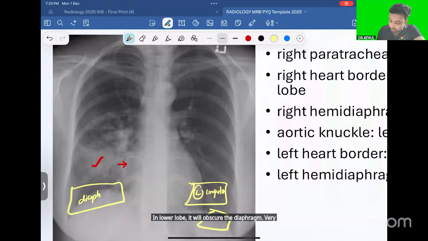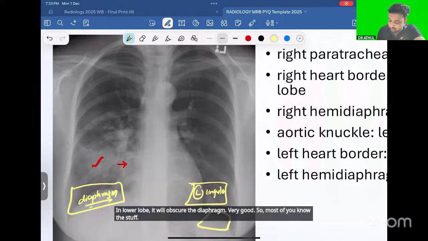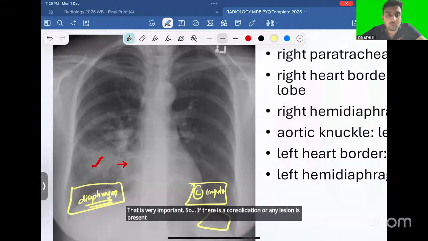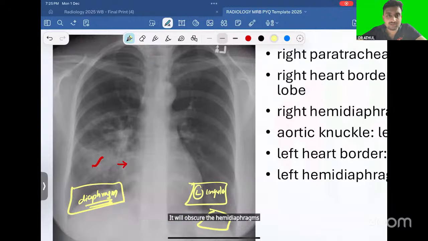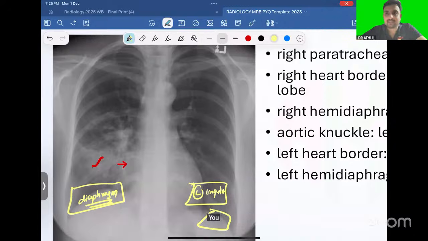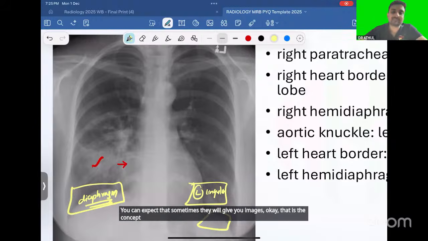Very good, so most of you know the stuff. That is very important. If there is a consolidation or any lesion in the lower lobe, it will obscure the hemidiaphragms. That is the concept. This is called the silhouette sign. The exact same image was given in your exam in 2023. So you can expect that sometimes they will give you images, and sometimes they may not.